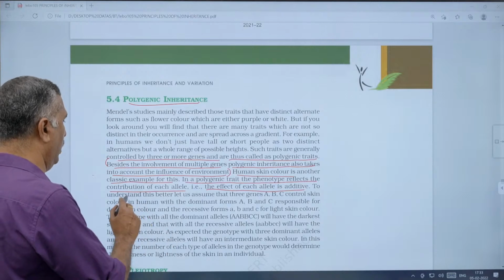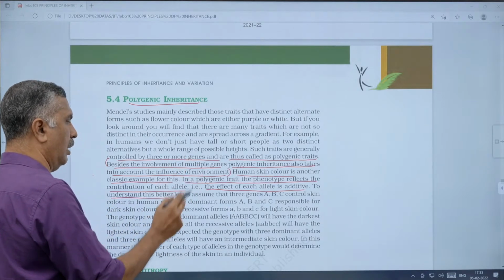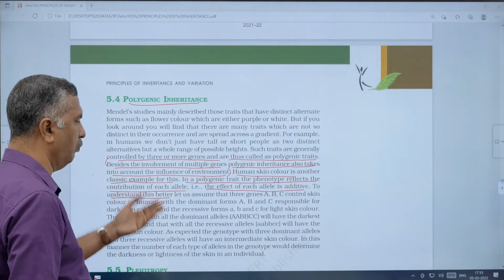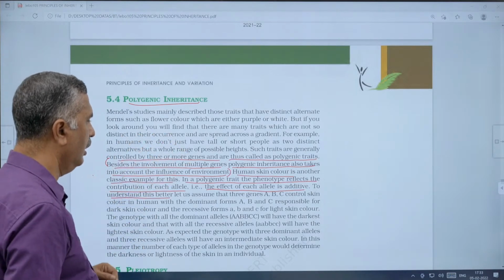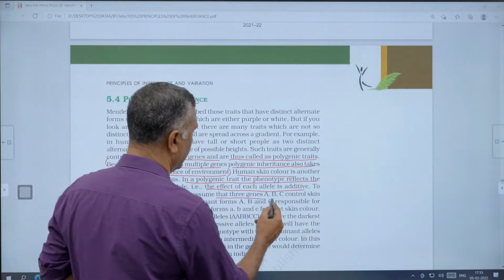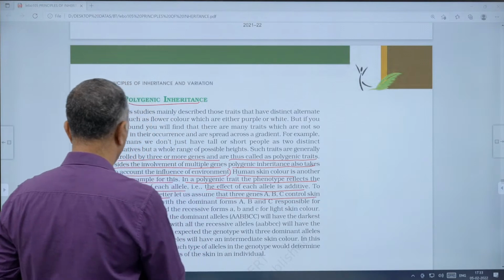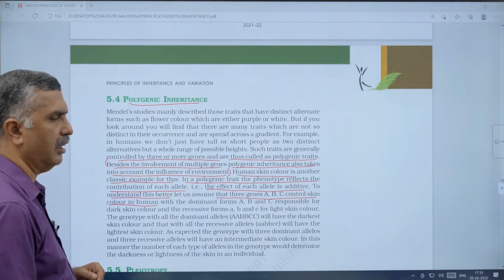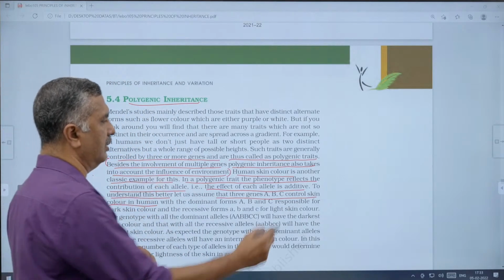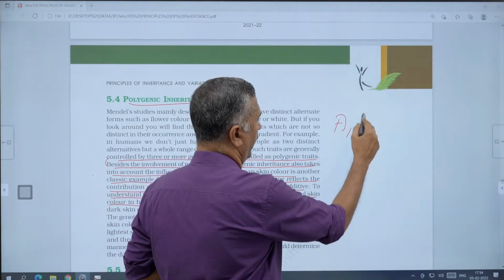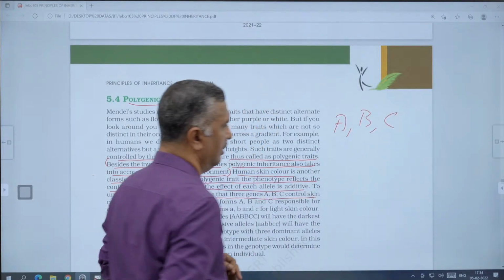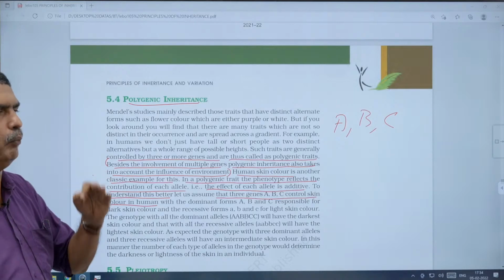Okay. Then a better example to understand this. That is the contribution of each allele that will affect the phenotype. Three genes, A, B, C, control human skin color. So human skin color is controlled by three genes. What are the three genes that control human skin color? A, B, and C.